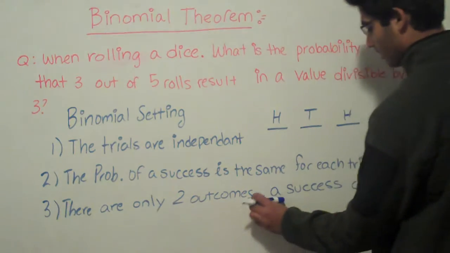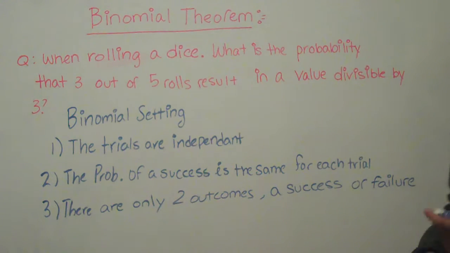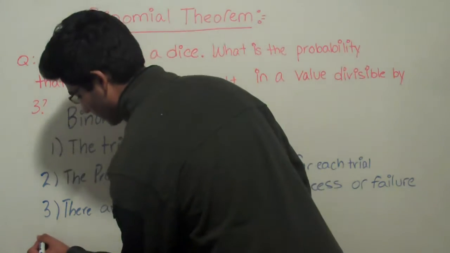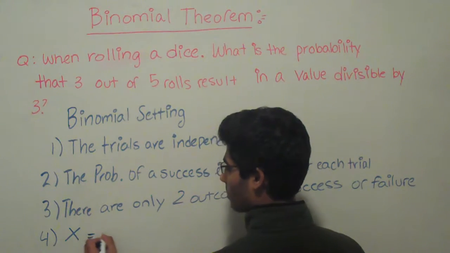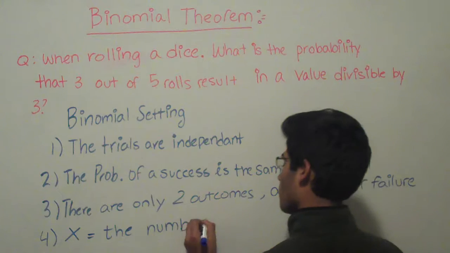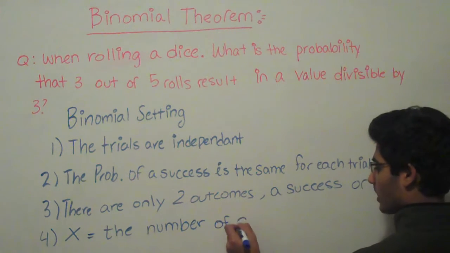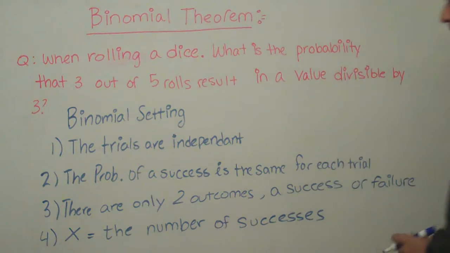And then the last condition. And this is what separates this from a geometric variable. This last condition says X is equal to the number of successes. Okay, so now that we have these four down, take the time now to write this into your notes. If you haven't done so already, just pause the video and do that.